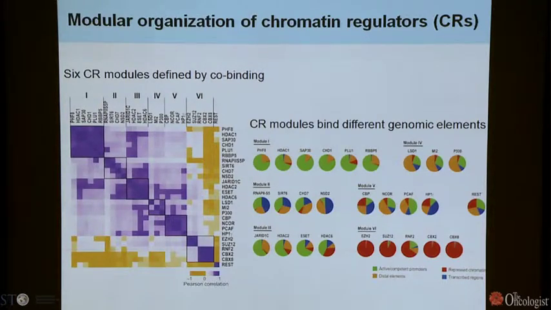LSD1 is a demethylase that probably is helping to keep that homeostasis of the K4ME2 because LSD1 actually removes the marks associated with the enhancers. And then this is another module that has diverse associations, but in many cases binding to enhancer elements.